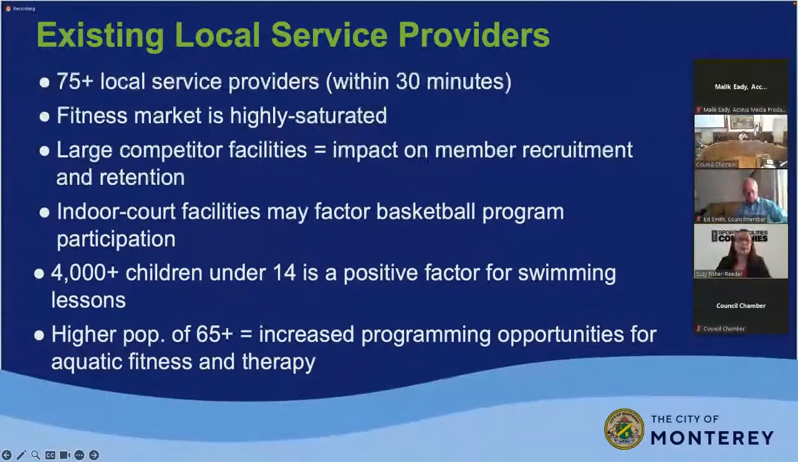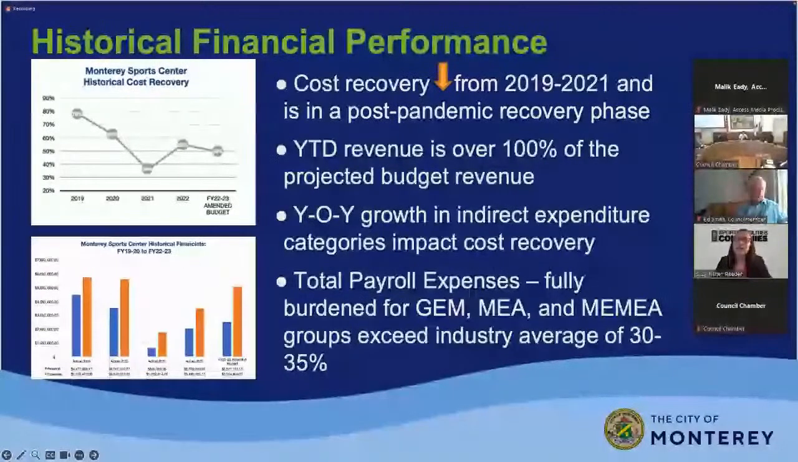Next, we conducted a review of the financial performance of the Sports Center. Cost recovery for fiscal year 22-23 is projected to exceed the original 50% projection. Growth in indirect expenditure categories have impacted cost recovery. And it's important to note that total payroll expenses are higher than our industry average, but understandable with your cost of living in California.